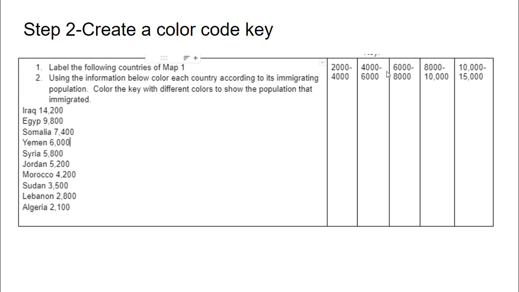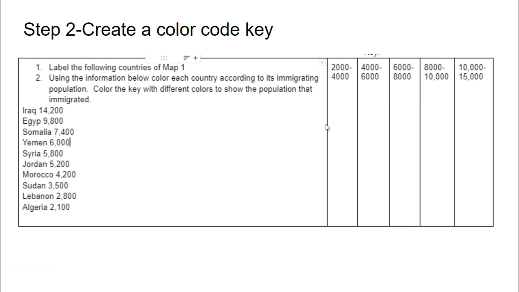So you have the 2 to 4, the 4 to 8, 6 to 8, 8 to 10, and then 10 to 15. So you can choose whatever color you have, and I have a whole bunch of colored pencils and markers up at the front, and you're going to just put a color in. You don't have to color the whole thing, just a small box. So let's say we did green for 2 to 4. Then you're going to look to see, okay, who's 2 to 4? Algeria. So I'm going to color Algeria green. Does that make sense? Okay.